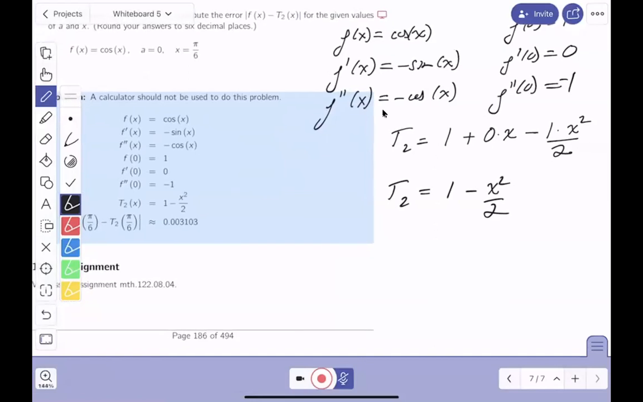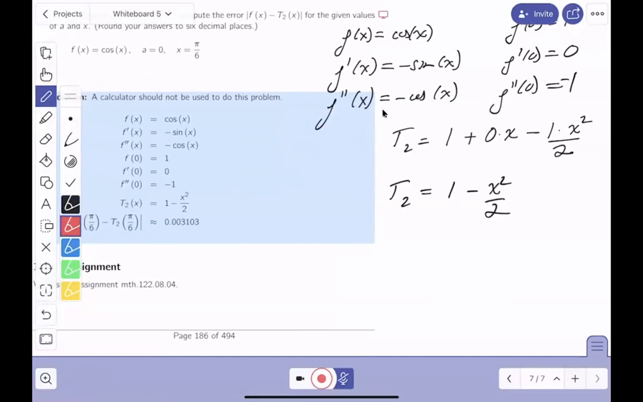Now, granted, if I were doing homework, I'd say, I wonder if I got that right. And they do write it down for you. All right. What do they want me to do? I've got to figure out what f of pi over 6 is.